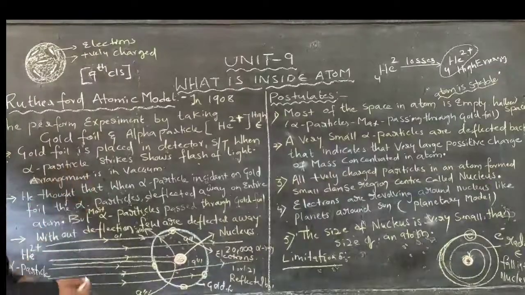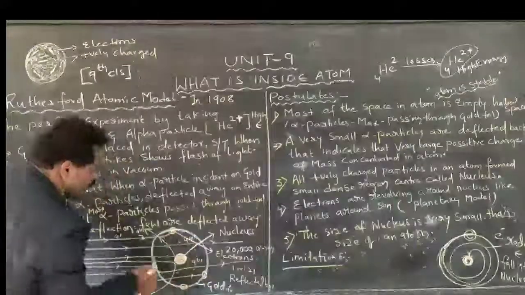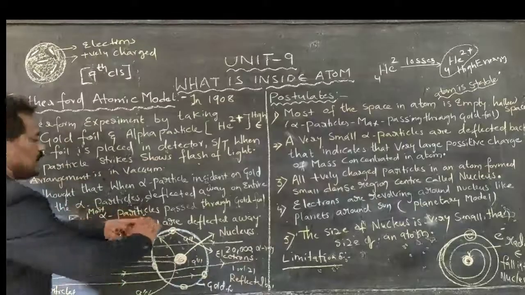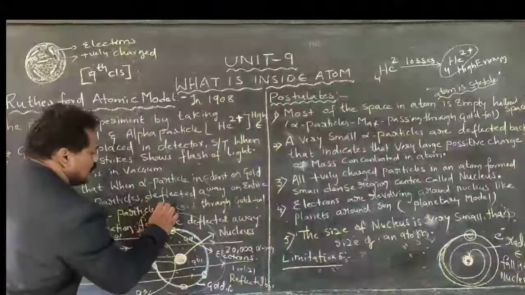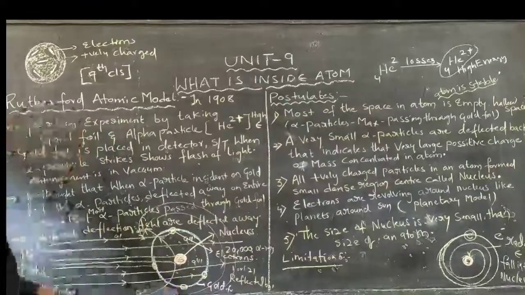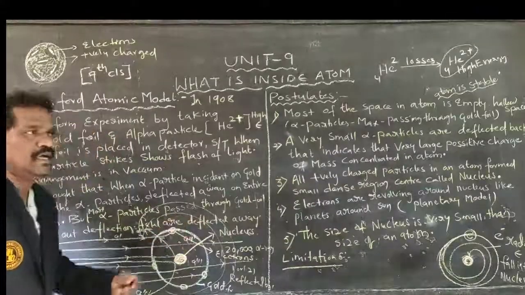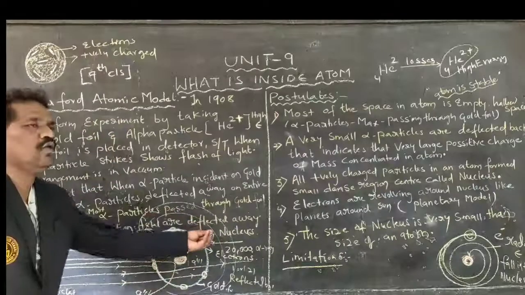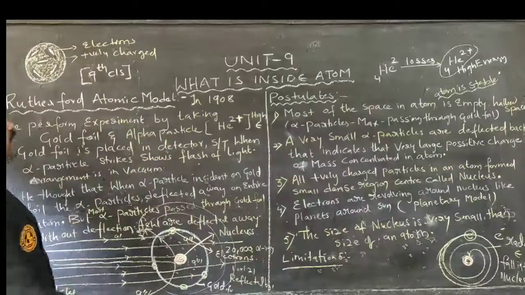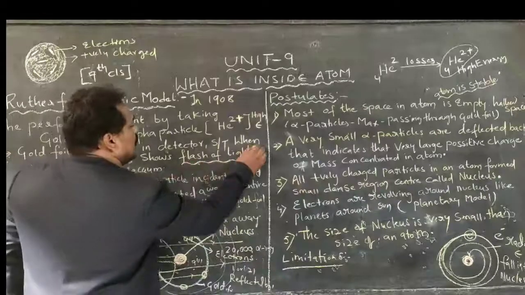Then afterwards, what did he do? He placed this gold foil in a detector region. Around it, a detector region has been placed. What is the duty of this detector region? When the rays are incident on the surface of it, it shows some flash of light.